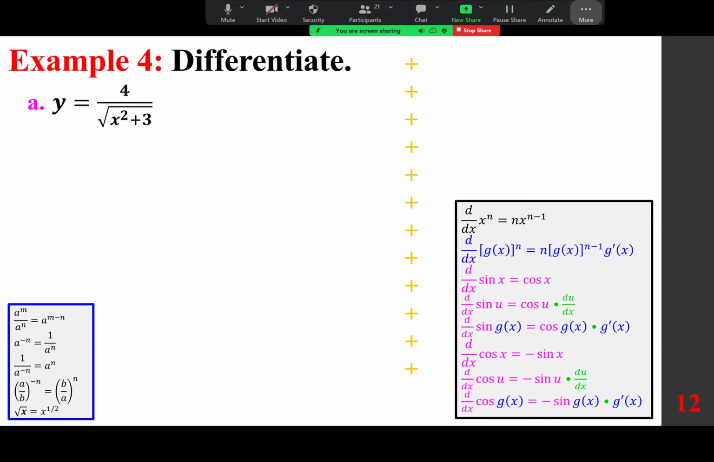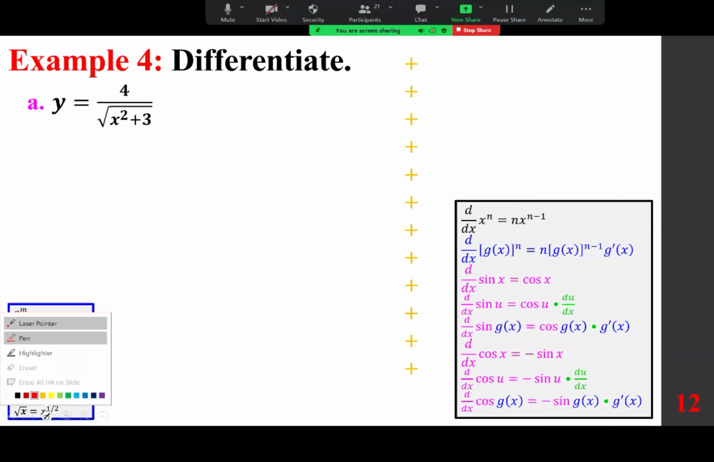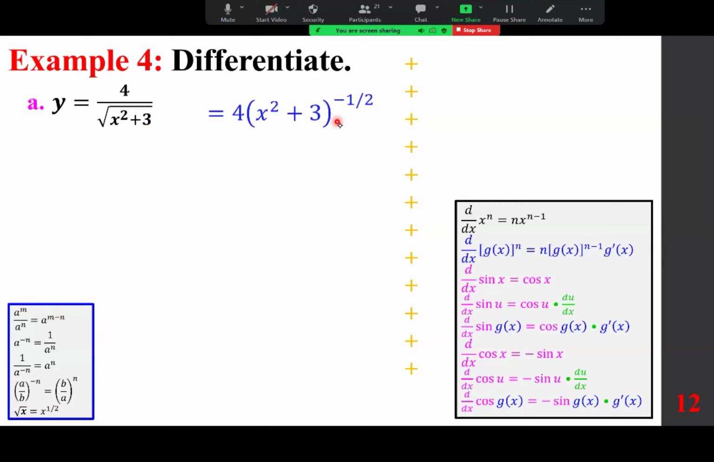All right, the very first step is to rewrite this as (x squared plus 3) to the power of 1/2, brought up to the power of negative 1/2. That's your first step, everybody. And now we are going to use the extended power rule. 4 is not going anywhere. n is negative 1/2. g of x to the power of n minus 1, the same thing to the power of negative 1/2 minus 1 becomes negative 3/2. The derivative of the inside is 2x, and we're done.